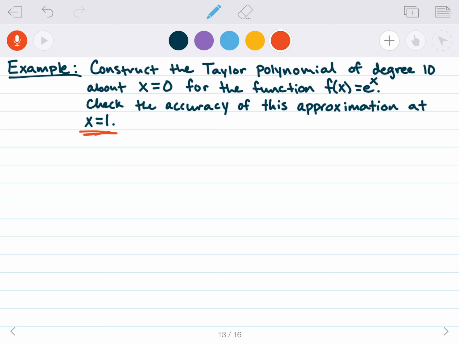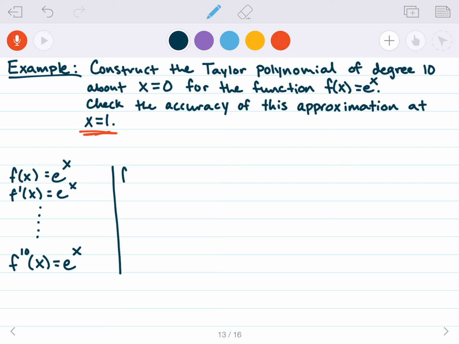So we need our column here. We have f of x equals e to the x, f prime of x equals e to the x, and so forth, all the way down to the 10th derivative is going to be e to the x. That was easy. Now our other column, we have f of 0 equals 1, f prime of 0 equals 1. We're just plugging in 0 into e to the x, all the way to f 10 of 0 equals 1. Super easy, right?